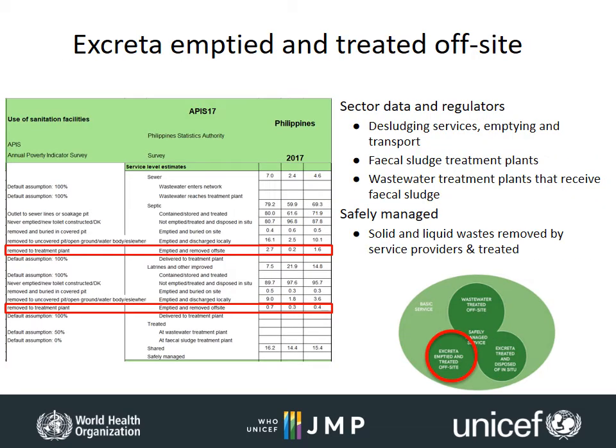The JMP combines data from household surveys with data from administrative sources on the availability of desludging services and the availability of fecal sludge treatment plants, or wastewater treatment plants, designed to receive fecal sludge. However, information on fecal sludge treatment is currently only available for a very small number of countries.